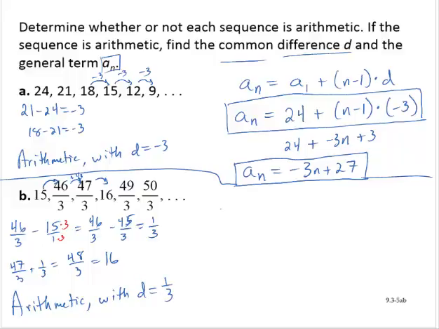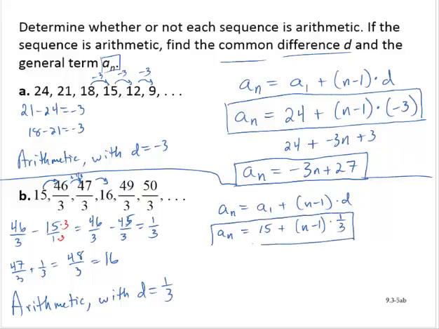Alright, so since it's arithmetic, a sub n is equal to a sub 1 plus n minus 1 by d. A sub n is equal to 15 plus n minus 1 by 1/3. Again, that's an acceptable form. Let's go ahead and simplify it, though, and put it in the other form.